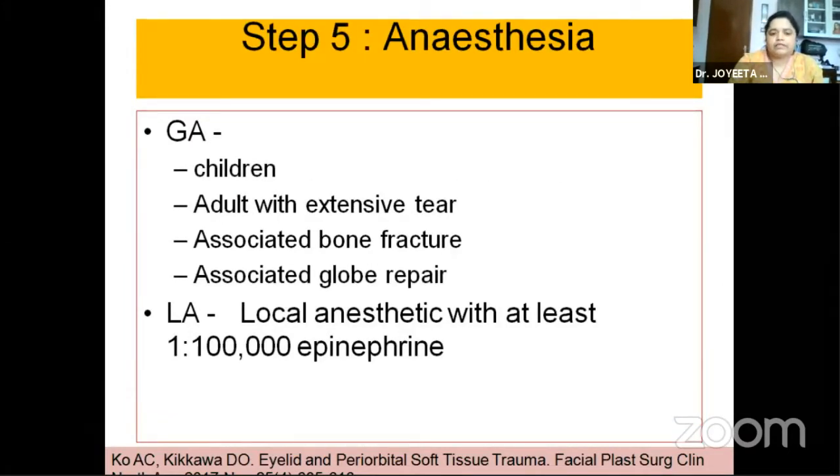Next is the anesthesia point. All the repair should be done under GA in case of children, in an adult with an extensive tear, and if there is associated bone fracture and associated globe repair, and the rest of the repair can be done under local anesthesia.